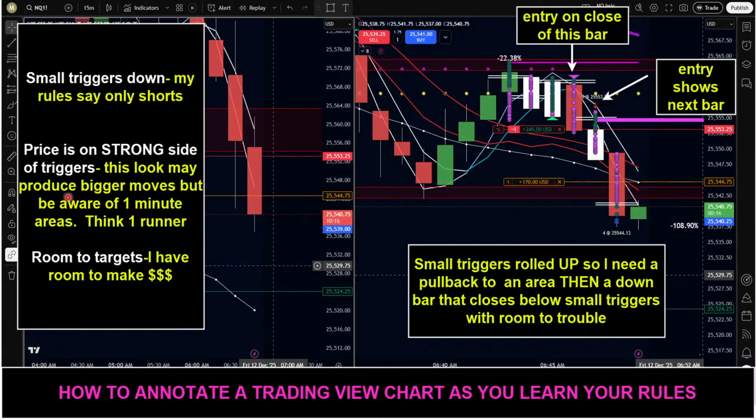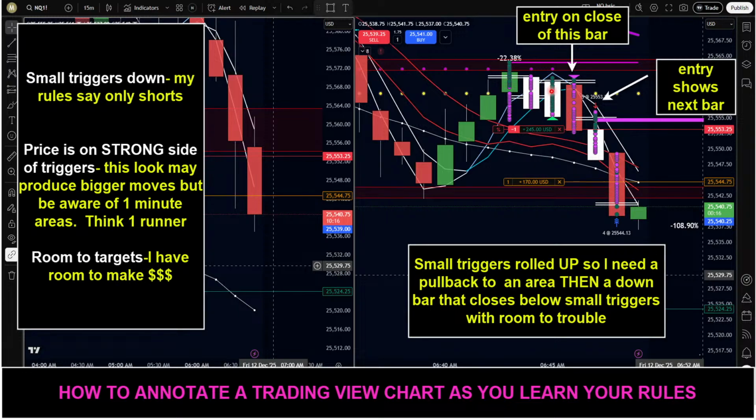So include it on your chart. Talk about what you were going to do before you ever do it. And then I really do encourage you guys, entries are where the patience comes in. Take the time. Small triggers rolled up. So I need a pullback to an area, then a down bar that closes below the small triggers with room to trouble. I kid you not. If you type that out on 10, 15, 20 trades, you'll never wonder where your entry's coming from. You'll never wonder what it takes to initiate it.